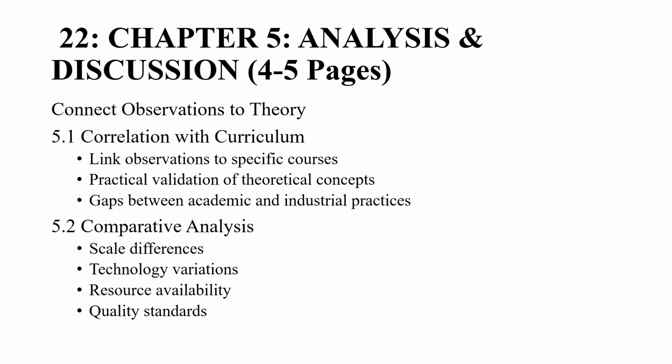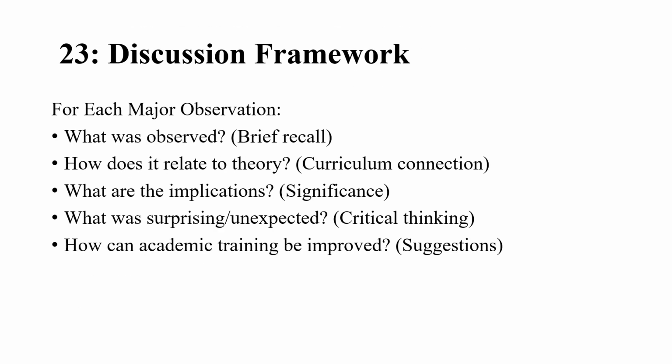So the scale that you have read about in the book, compared to that what you see in the industry, mention what kind of technology advancements are there in the industry right now, what resources are being used to do that kind of work at that scale in industry, and what quality standards are being maintained to have absolute consistency in their output. So these will be the factors you have to basically write on.